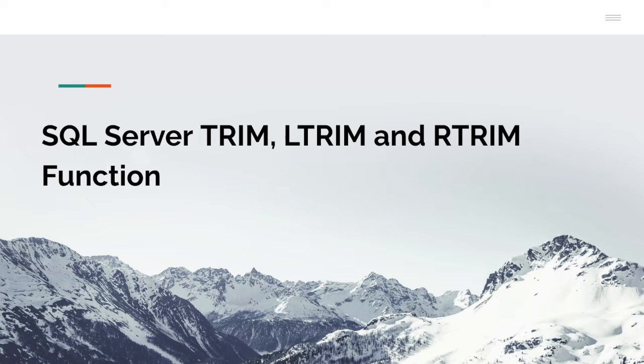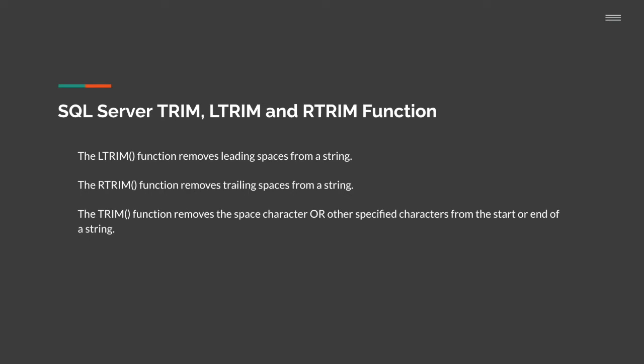Let's take a look at how to use the TRIM, LTRIM and RTRIM functions that are available in Microsoft SQL Server. The LTRIM function removes leading spaces from a string, and the RTRIM function removes trailing spaces from a string. The TRIM function has the added ability to remove space or any other specified characters from the start or ending of a string. Let's take a look at these functions in practice to get a better understanding as to how they will actually work.